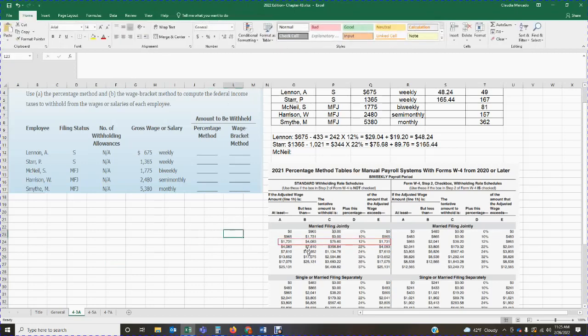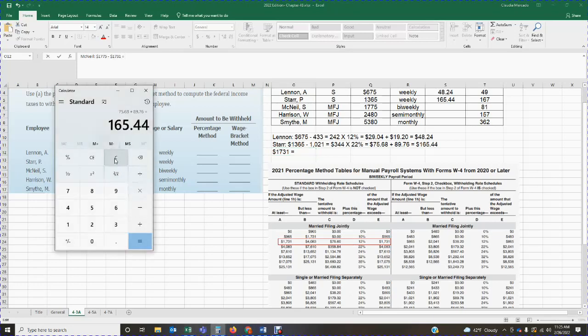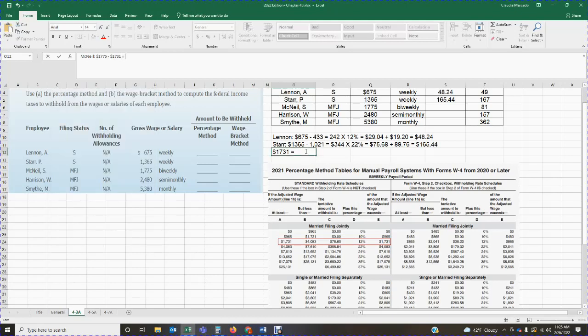Okay. So the number that we have is $1,775. That falls in that third tier. So we're going to start off with the wages for McNeil, which were $1,775. I'm going to subtract that dollar amount in column E, which is $1,731, to arrive at the dollar amount that is taxable. So $1,775 minus $1,731, that's $44. We are going to multiply it by the tax rate. That's that column D right here. That's 12%.